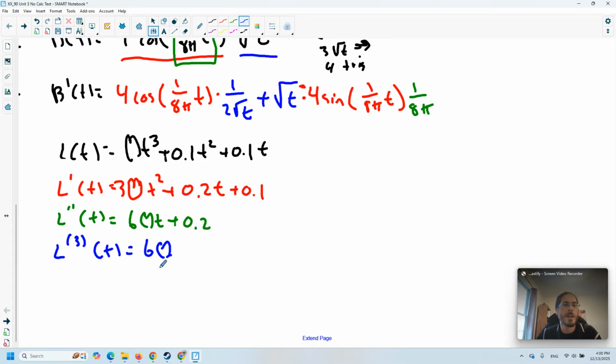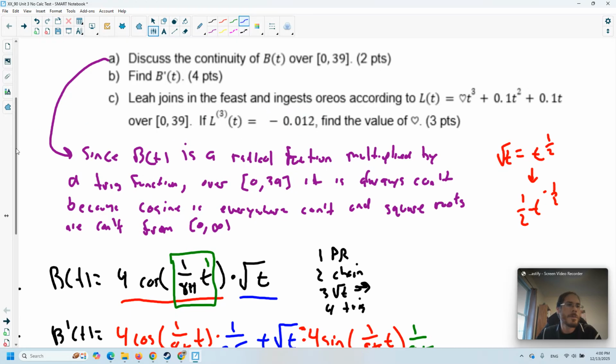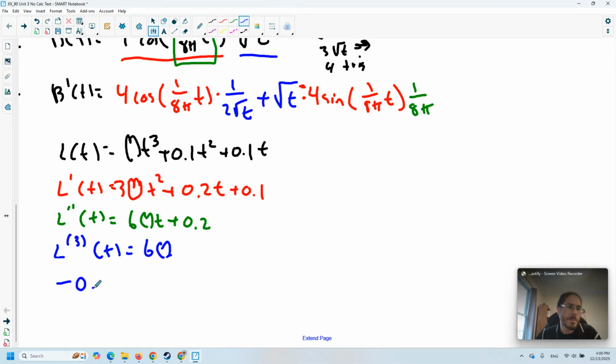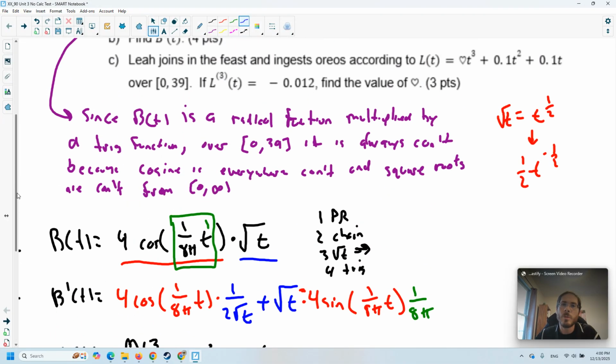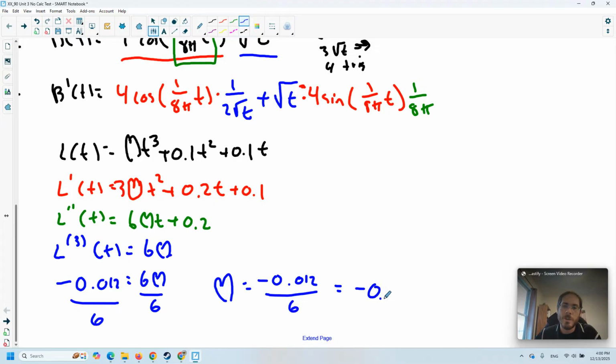So that's kind of what we got. Now we're told that the third derivative is negative 0.012. So that's equal to 6 heart. So we just want to divide both sides by 6. And that tells us that heart is equal to negative 0.012 over 6, or 12 divided by 6 is 2. So there we go. So that's what we got for that.